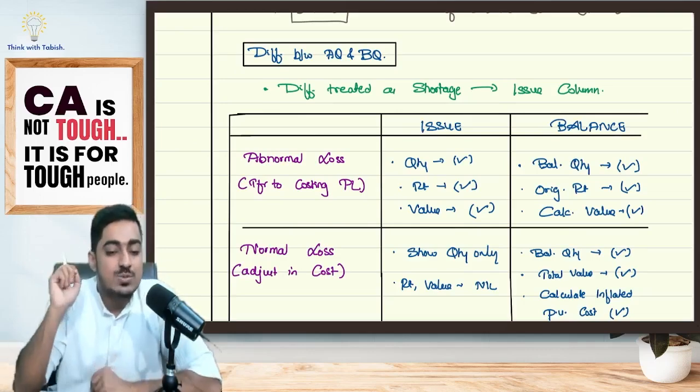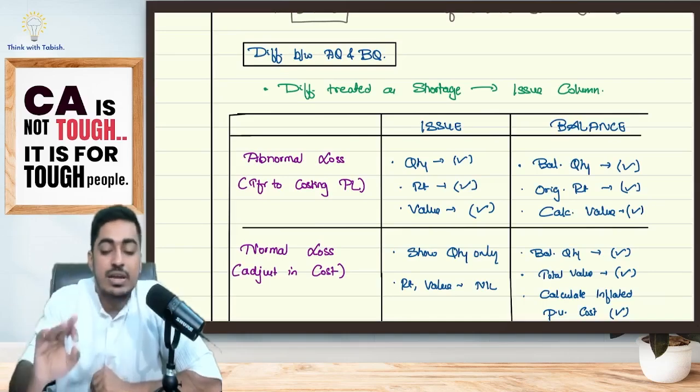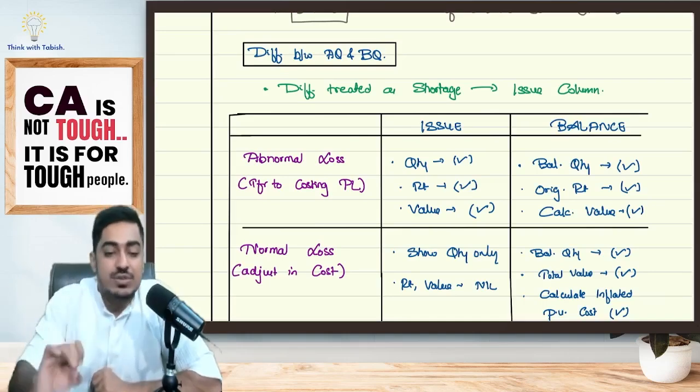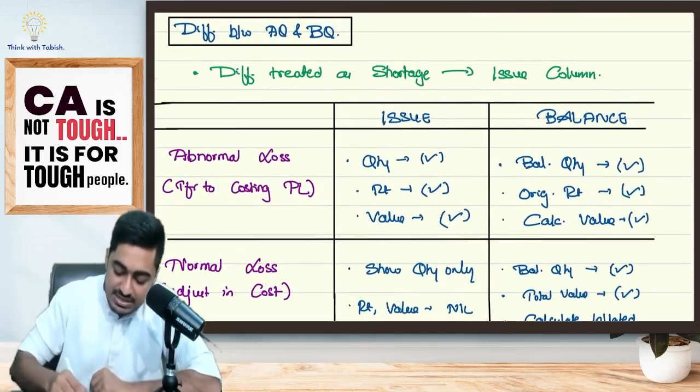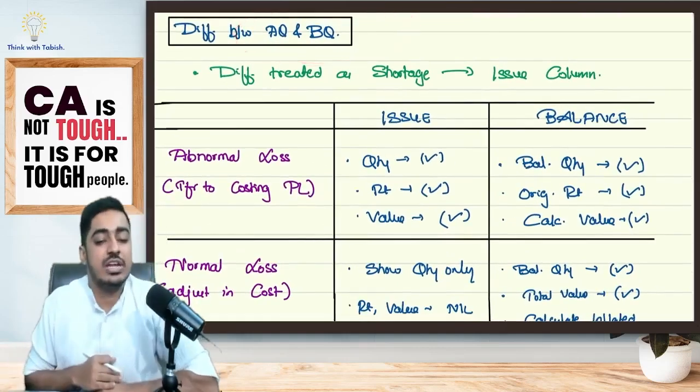Whether abnormal items will form part of cost, students? No, abnormal items will not form part of cost. Yes, it will be directly transferred to costing P&L. Is this clear, everyone? That means if there is a difference between my actual quantity and book quantity.